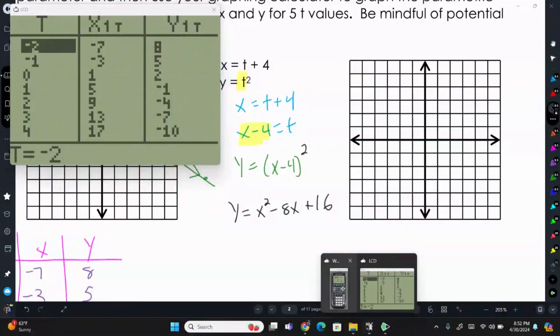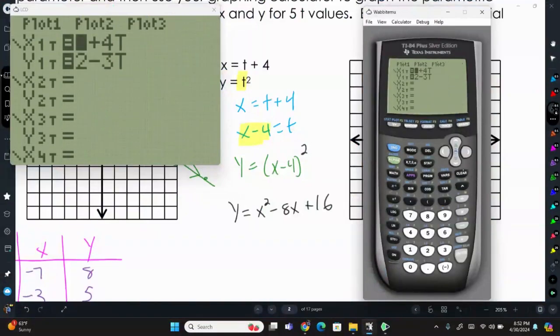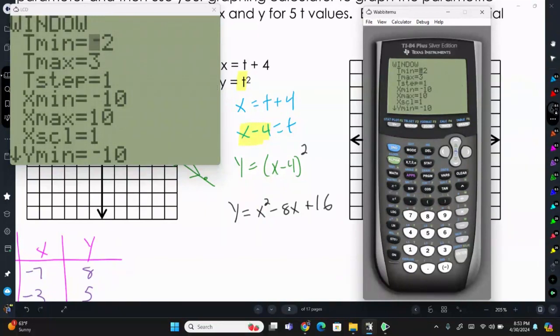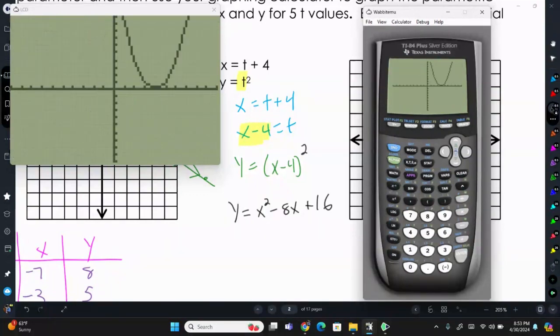Okay, so now going back to our calculators, it's going to be t plus 4, and this is just going to be t squared. Now watch, when we draw that, that looks like a parabola. The reason why it's cut off there is our window still only has from -2 to 3 because of that first problem. So let's change that now. -10, 10. You see, it's a parabola. And that's what we got in our rectangular form. Y equals x squared minus 8x plus 16 is a parabola.